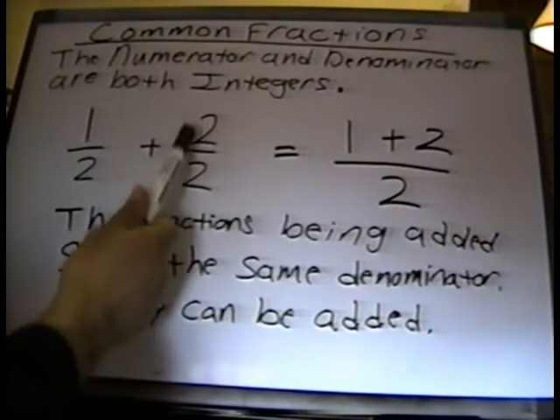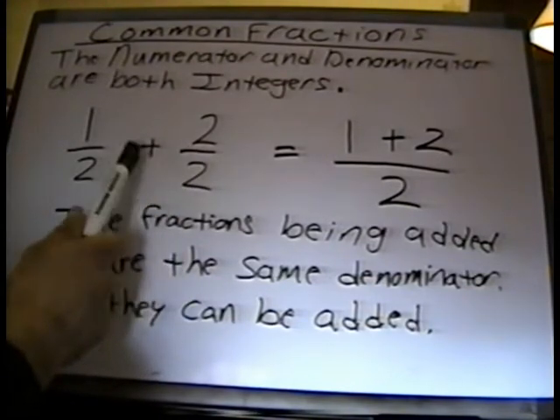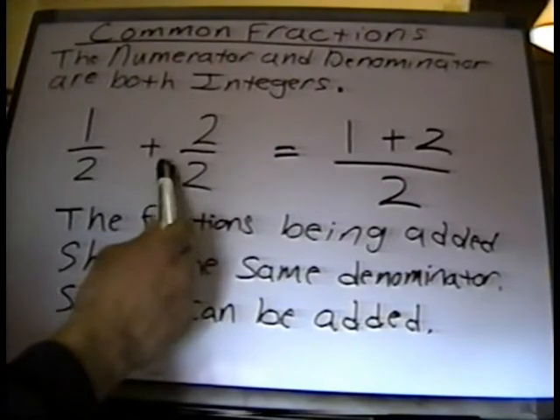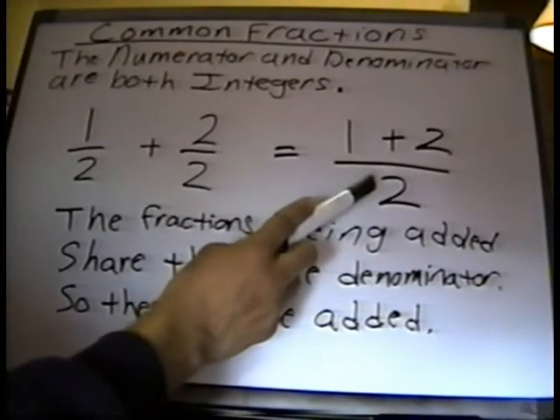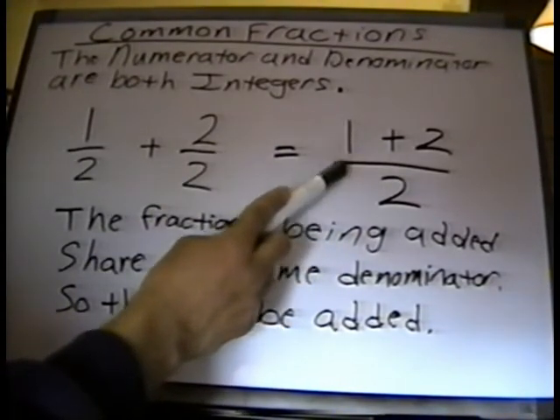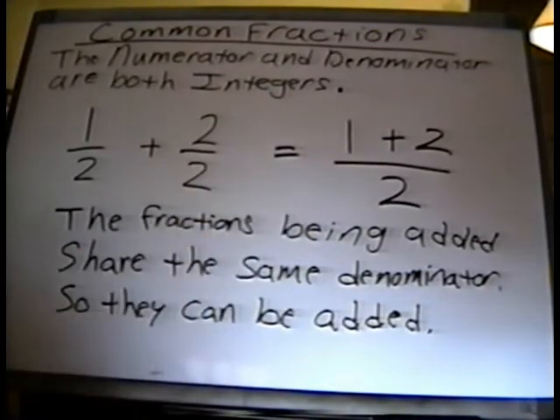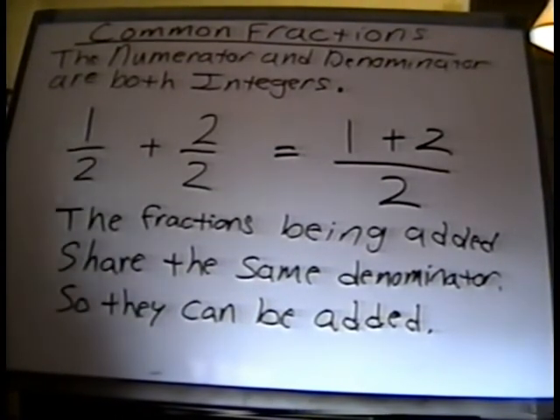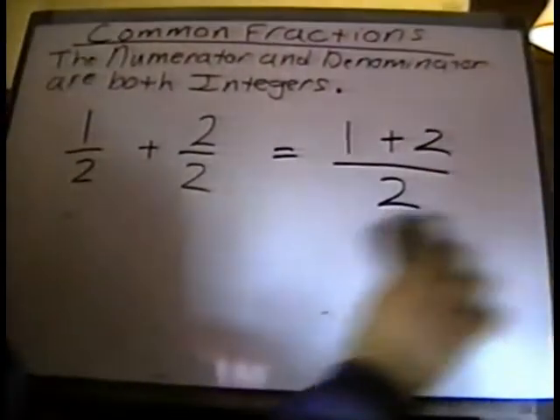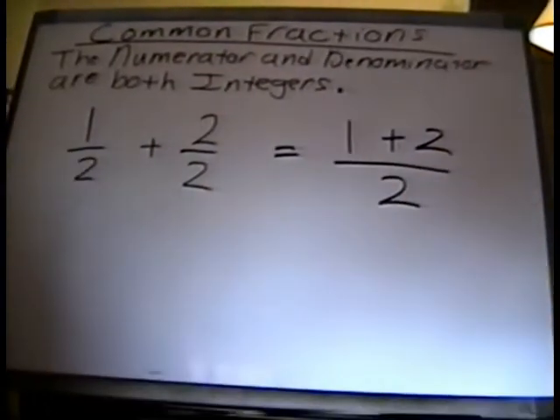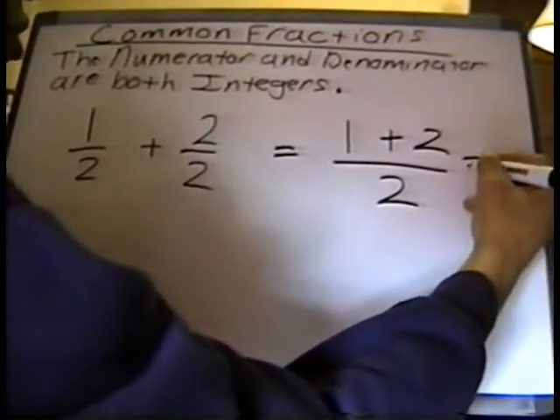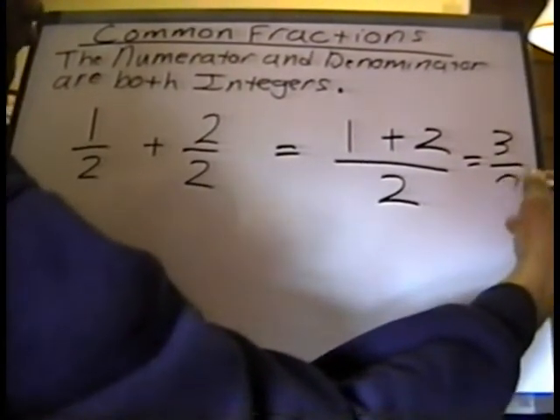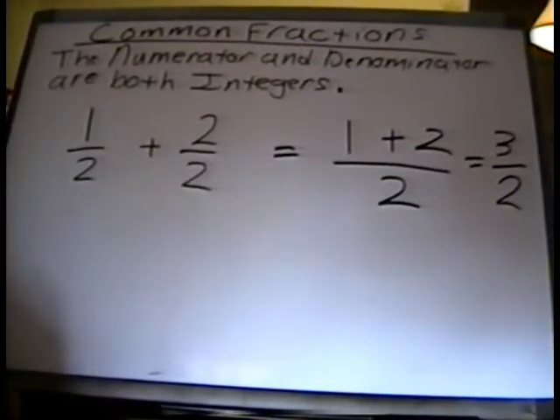In order to add, the denominators must be the same. And then you only write the denominator once in the denominator's position of the results. Okay? So this gives us 3/2. We say 3/2.